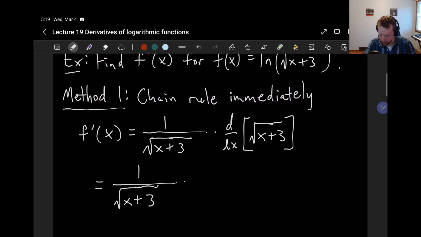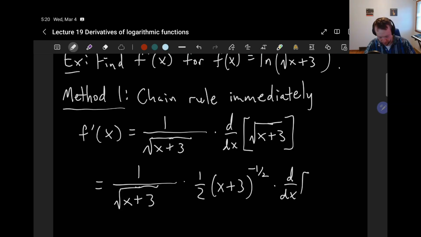Since my outside function is a square root, I use power rule on that because remember, square root is to the 1/2 power. Leave the x plus 3 alone. That's chain rule. And then you multiply by the derivative of the inside. So we had to do chain rule twice here.